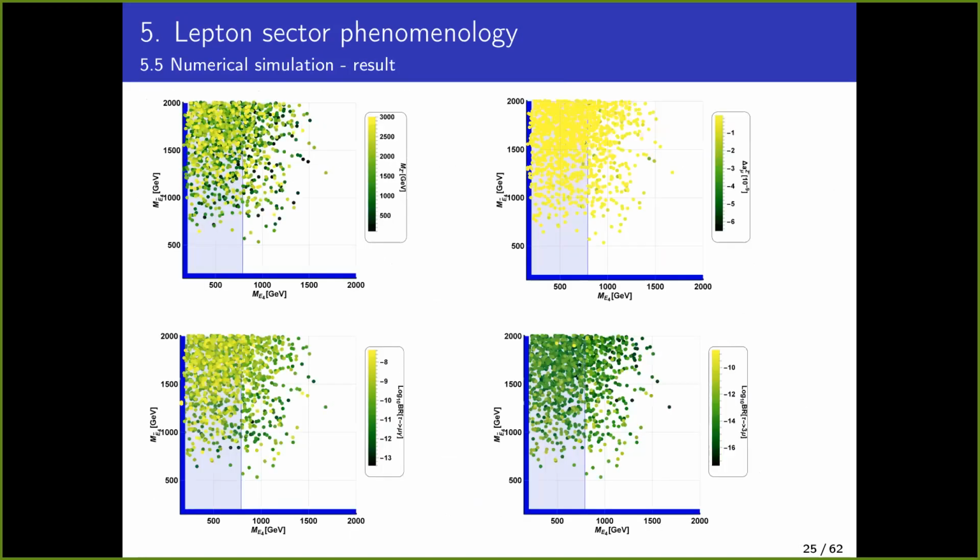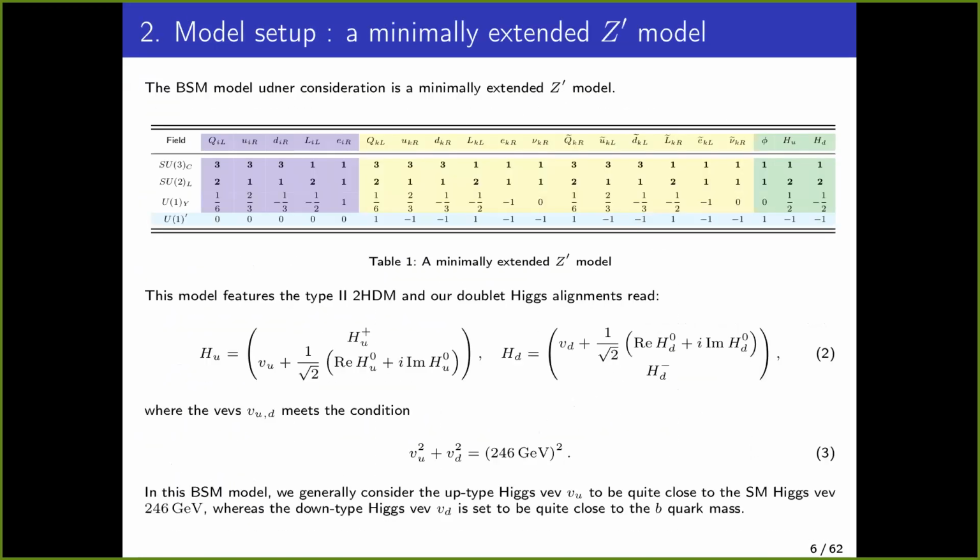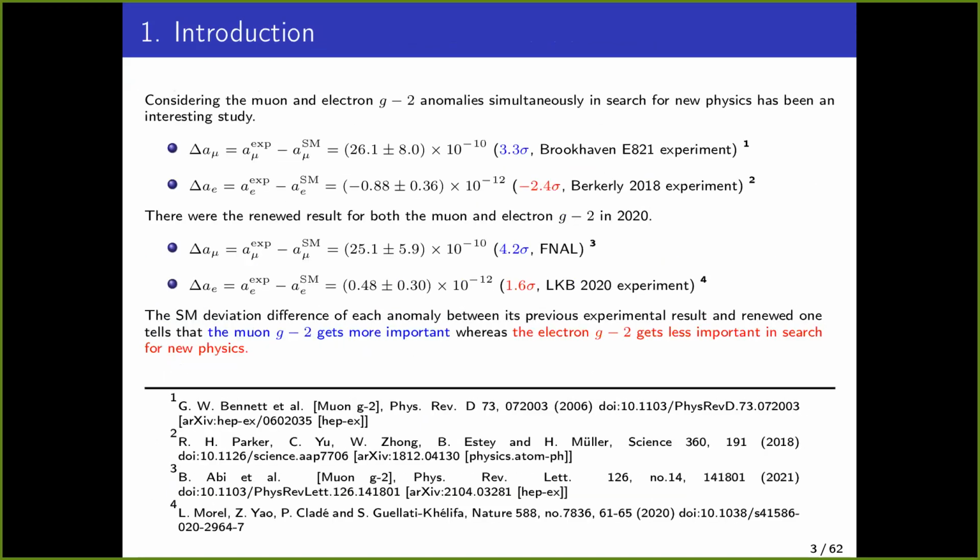Yes, right. But here, our starting point is this fully rotated mass matrix. So in this model, we cannot implement the electron mass. Therefore, we cannot have access to the electron g minus 2. Actually, I think this is important, but as I emphasized at the beginning of this talk, the significance of the electron g minus 2 is reduced from 2.4 to 1.6. So I think phenomenologically, the electron g minus 2 gets less important, definitely.